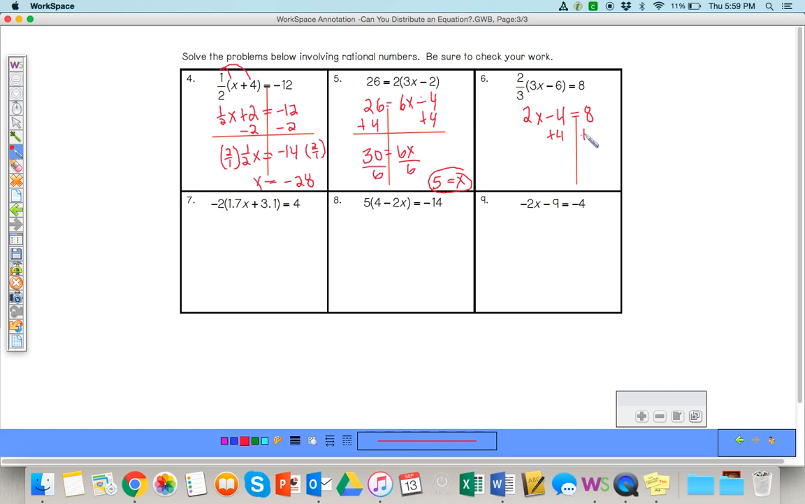Add 4 on both sides. We get 2x equals 12. We divide by 2, divide by 2, and we get x equals 6.